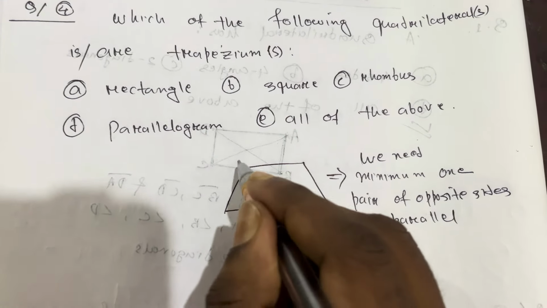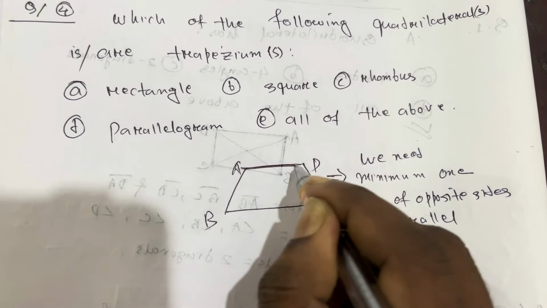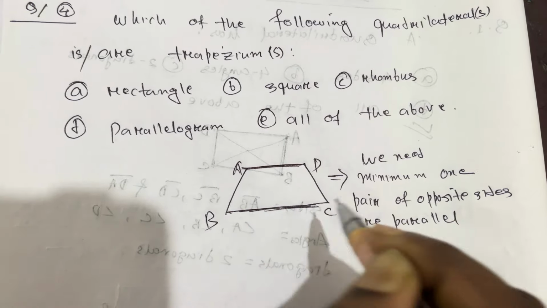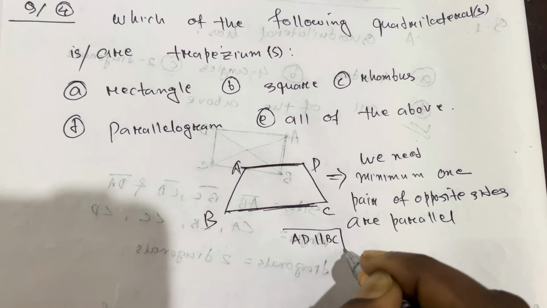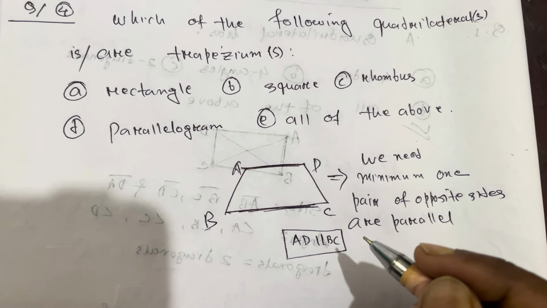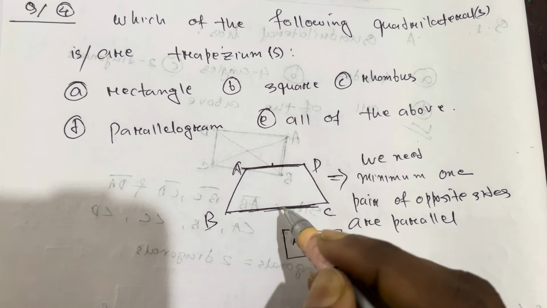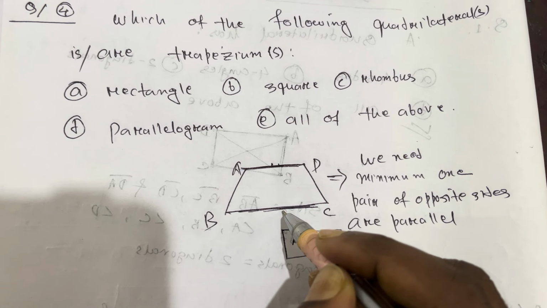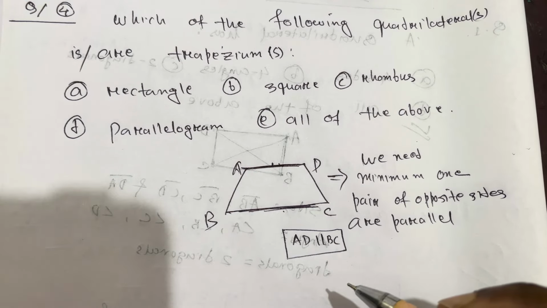You see, if you look, ABCD is a trapezium. Why trapezium? Because AD is parallel to BC. We need two opposite sides which are parallel. These are opposite sides, and these are also parallel. So that's why this is a trapezium. Trapezium means a quadrilateral which has at least one pair of opposite sides parallel.